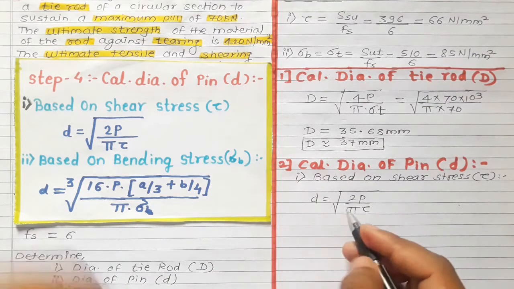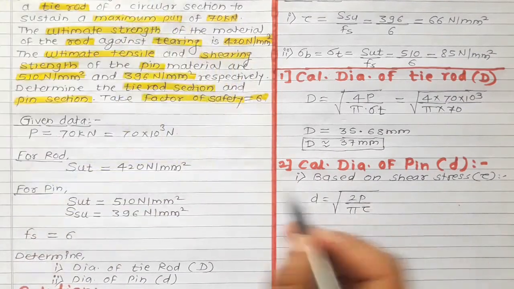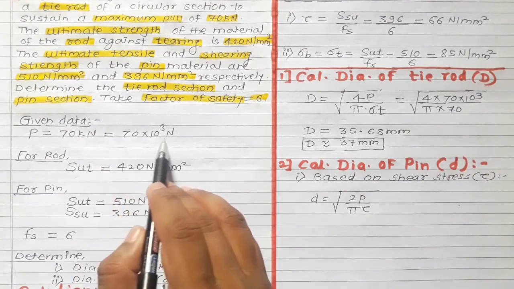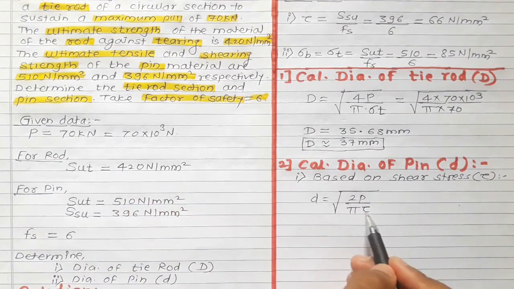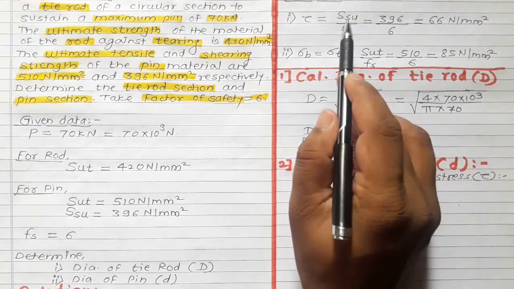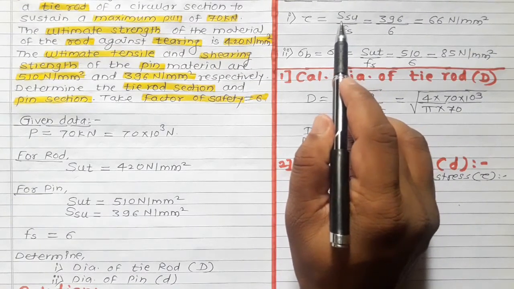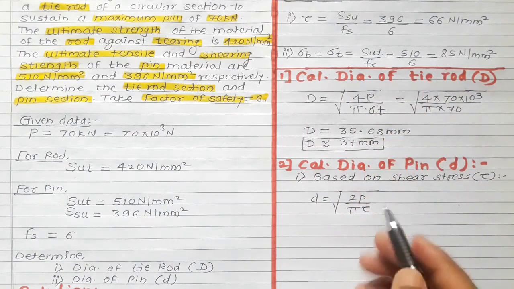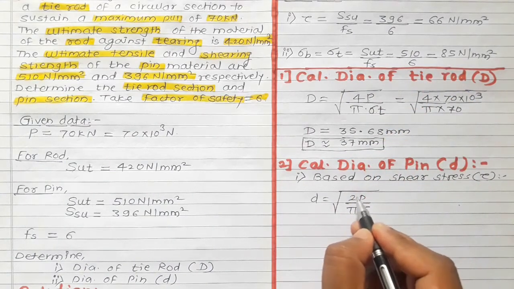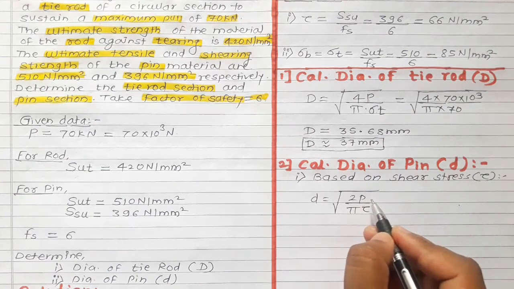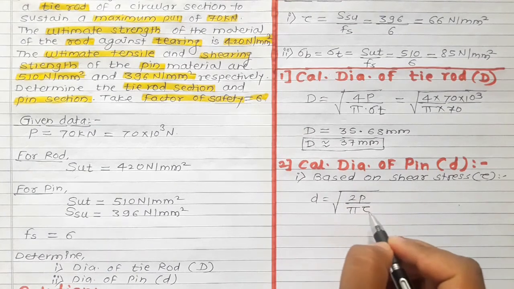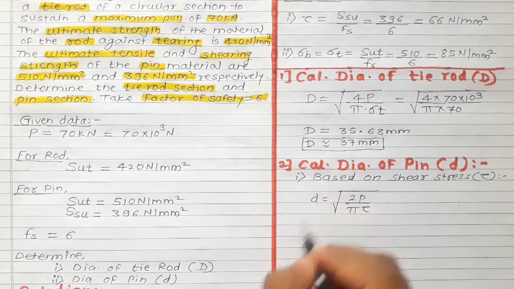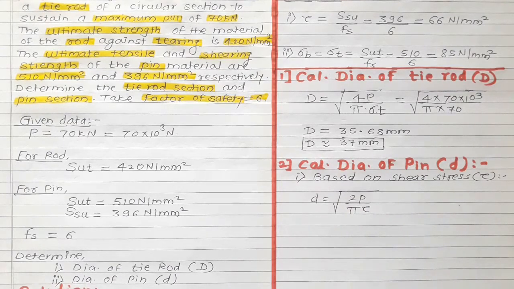So now the value of this P, it is already given in the problem. It is 70 into 10 raised to 3 Newton. The value of tau we have calculated under the heading of permissible stresses for pin, and the permissible shear stress tau is 66 Newton per mm square. So we have to put here tau as 66, P as 70 into 10 raised to 3, and we can calculate by putting these two values. We can calculate the diameter of pin small d based on shear stress.